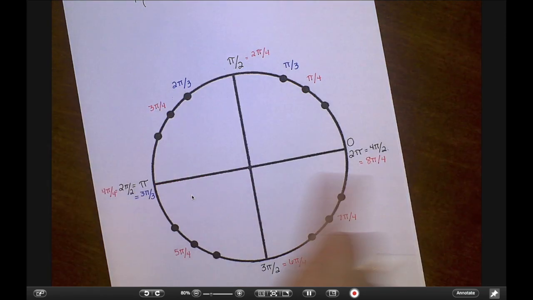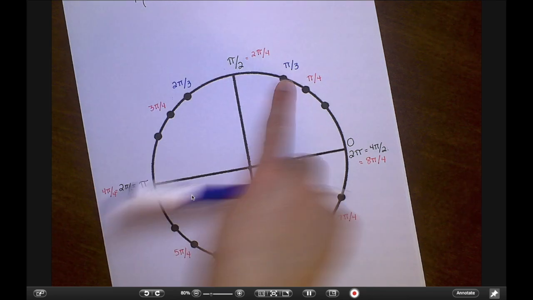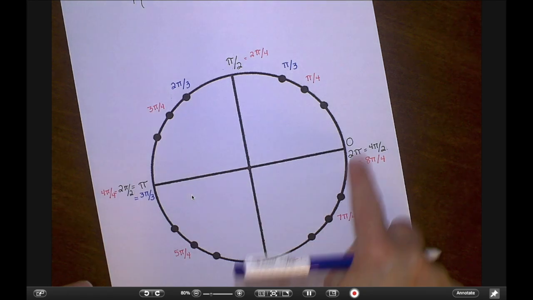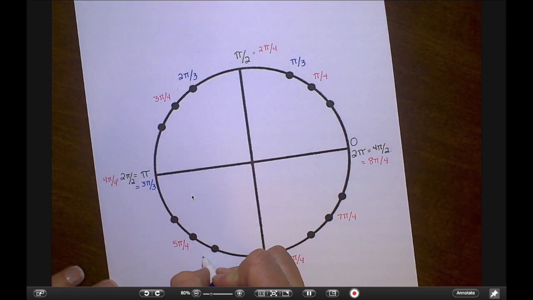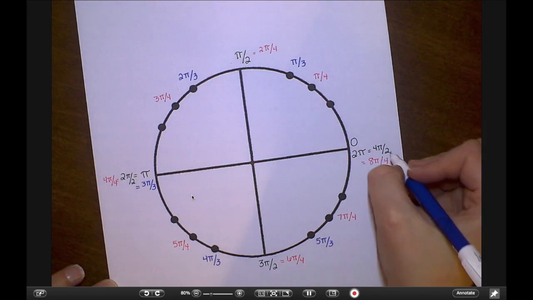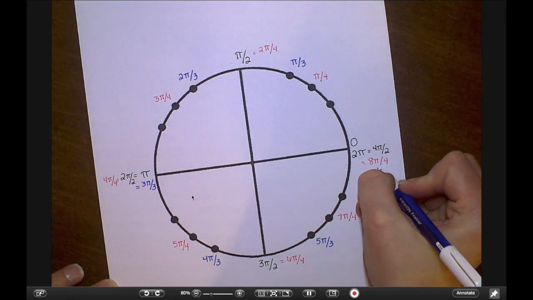And then I'm going to keep following that pattern. Notice on that one we didn't use this middle line here. We went 1, 2, 3. So then I'm going to go 4, 5, 6. So here's 4 pi over 3. 5 pi over 3. And then 2 pi, and 4 pi over 2, is the same as 6 pi over 3.